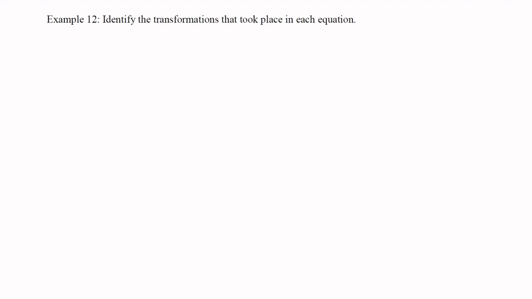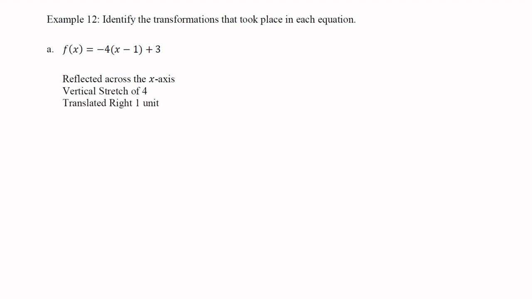So let's identify the transformations that take place in each equation. Here we have a linear function. We have a negative out in front, so we're reflected across the x-axis. The 4 tells us that we are stretched. The -1 behind the x tells us that we're translated right 1 unit, and the +3 on the end tells us we're translated up 3 units.